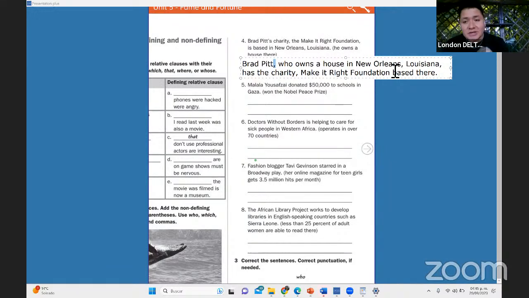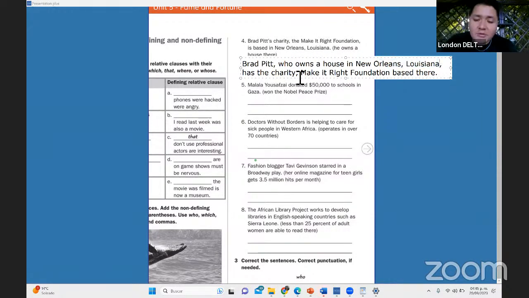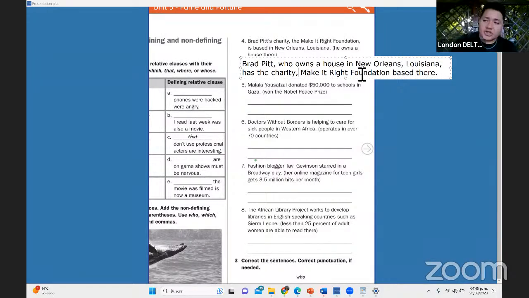The next thing is this comma. It's just because we have in the same sentence New Orleans, because it's the place, right? New Orleans is, let's say, the town, and Louisiana is the state. So that's like saying, I don't know, Acapulco, comma, Guerrero, right? So that's why we have another comma. And then we have another comma here because we have the name of the charity.